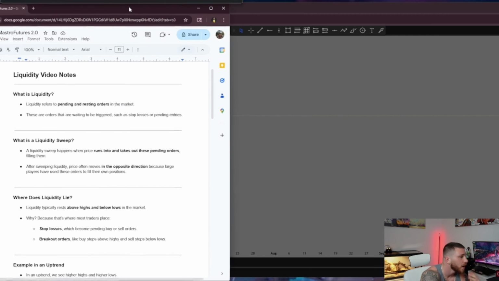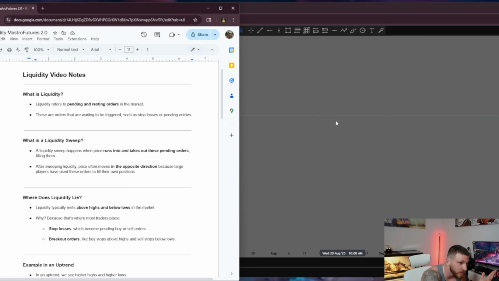All right, so what we're going to do here is, first off, we're going to go over what liquidity is. So liquidity refers to pending and resting orders in the market. These are orders that are waiting to be triggered, such as stop losses or pending entries.